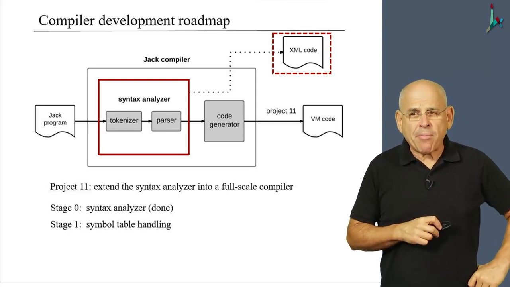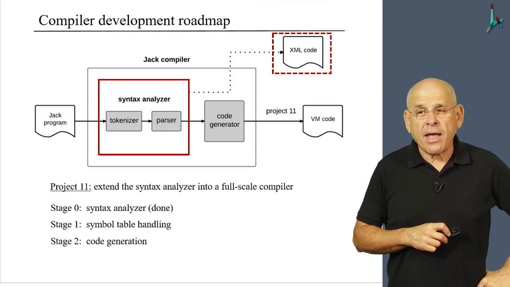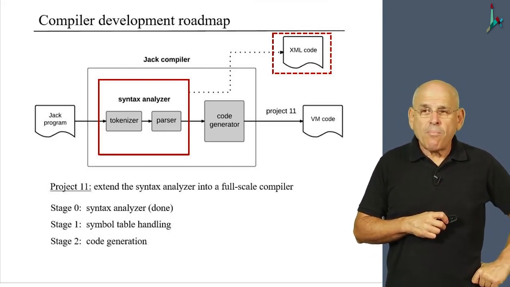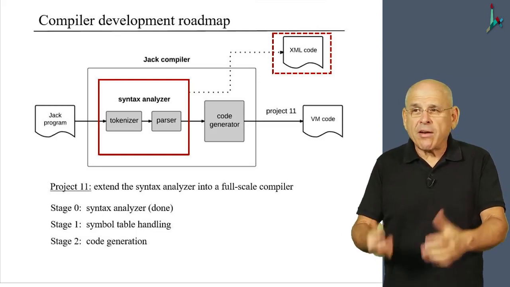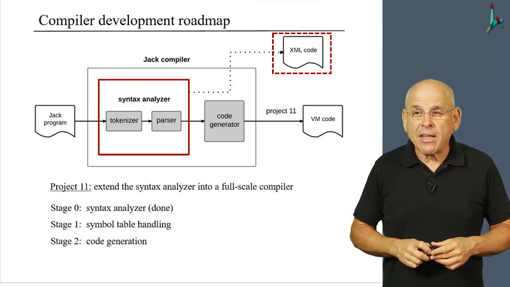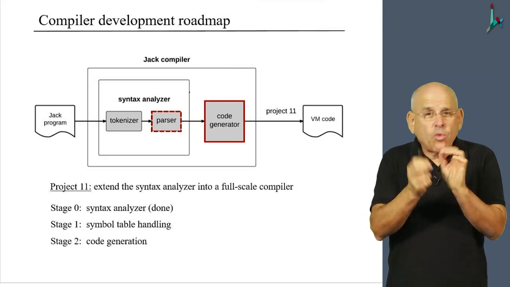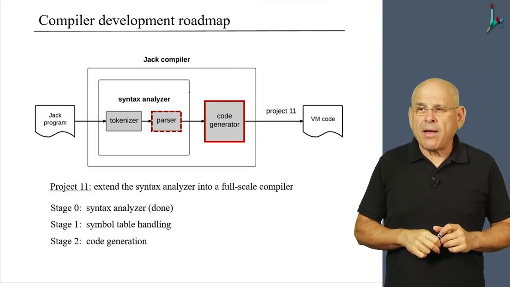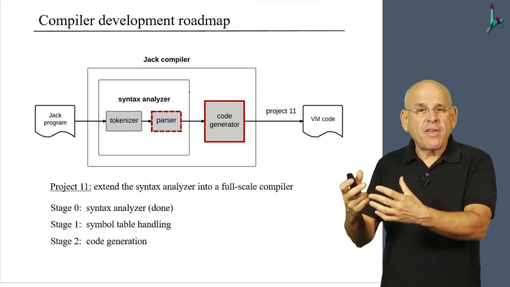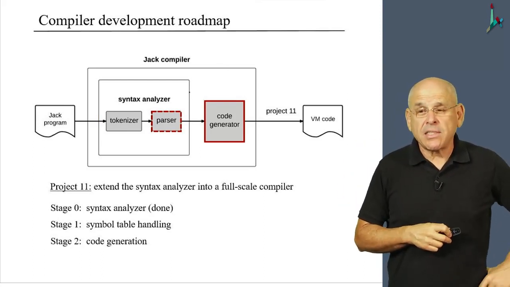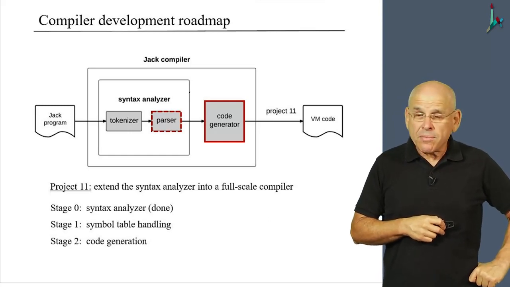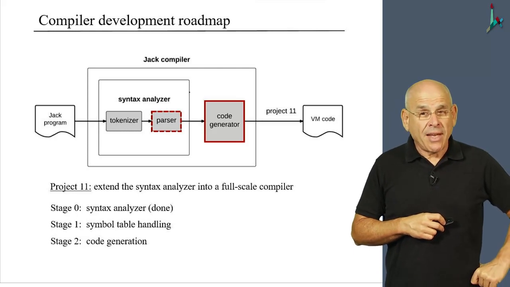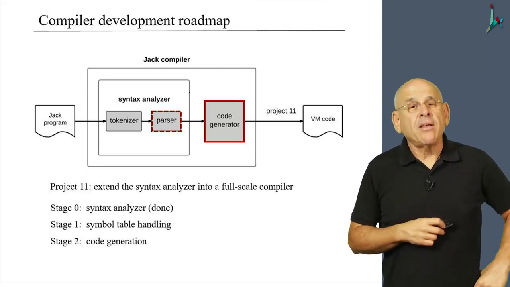Once we have this capability in place, we can go on and develop the code generation capability of the compiler. Once we have the code generator, we can throw away the XML, we need it no longer, and we can tweak a little bit the parser in order to develop, by now, executable VM code instead of the static XML code that we developed before. So these are the stages that we're going to follow in Project 11, and let us begin with the symbol table.